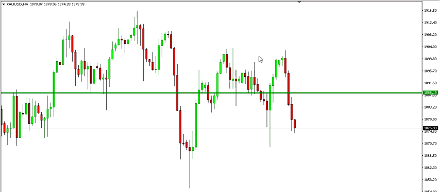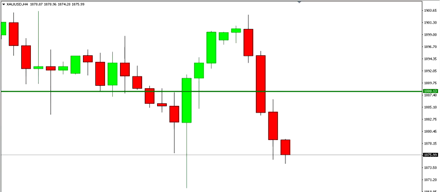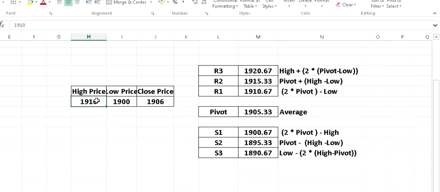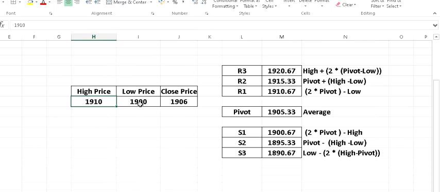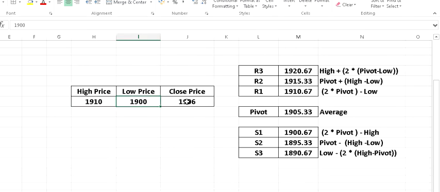Now to calculate for 4-hour time frame, okay, if I'm going to calculate pivot point for this particular candle, the last candle, I will need the high price of the candle. Okay, I will need the low price of that candle. I will also need the closing price of the candle. Okay, so I will need the high price of that candle, I will need the low price of the candle, I will need the closing price of the candle.